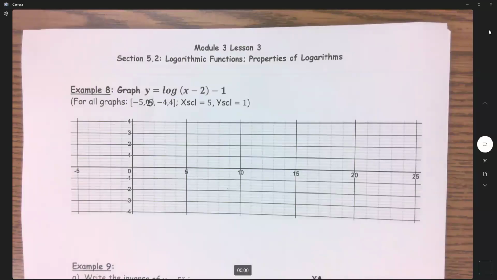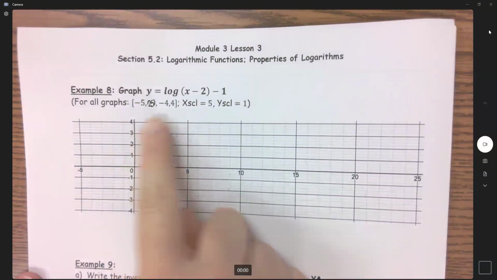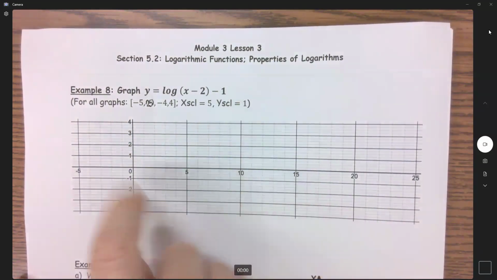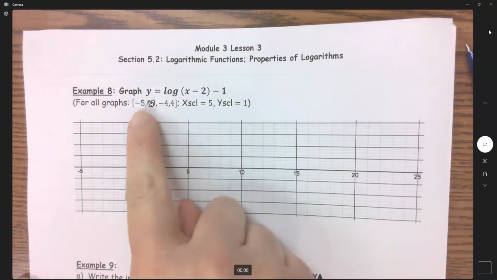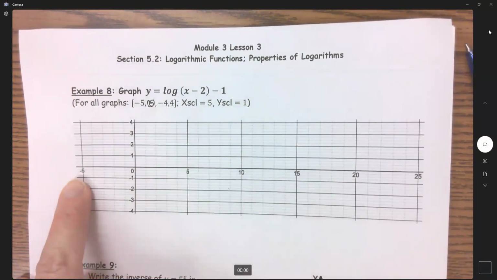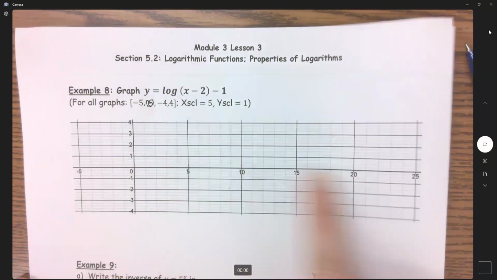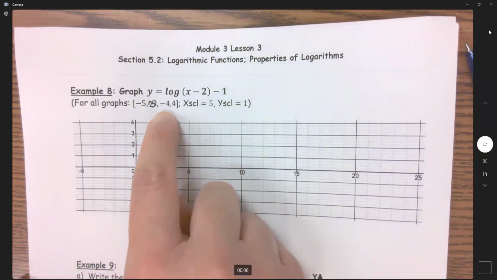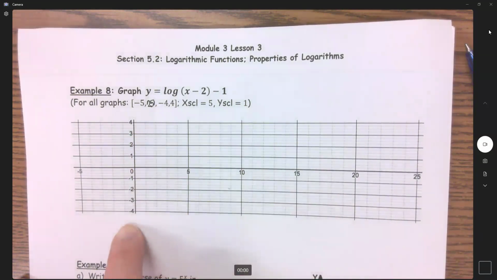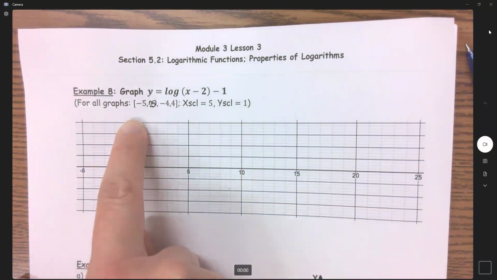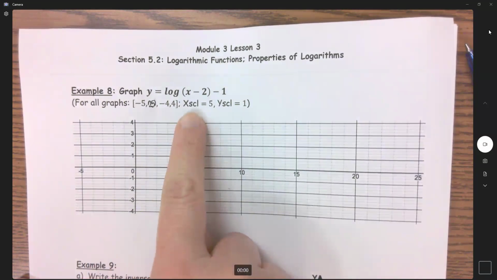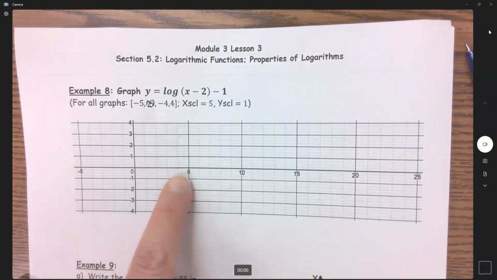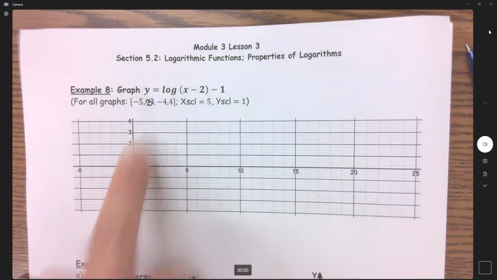Example 8 wants us to graph this log equation. It says for all graphs, we're using this right here, so you can see that all in the graph. This is my x min and max, going from an x min of -5 to an x max of 25. And then a y min and max of -4 to 4. My x scale is by 5, and my y scale is by 1.